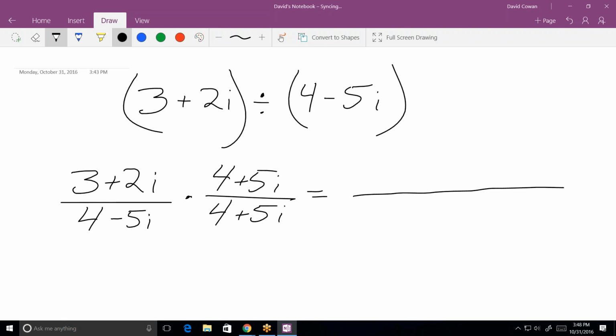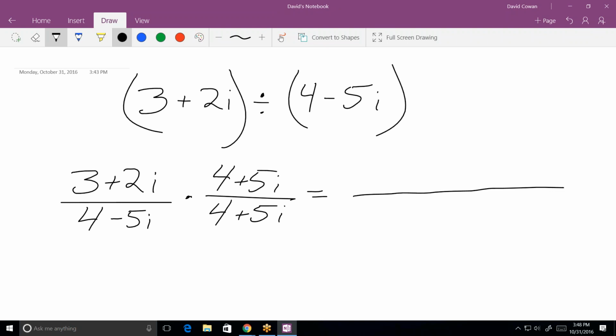Notice that that's difference of perfect squares factored, right? 4 minus 5i times 4 plus 5i. Still there? Yeah, I wasn't sure if I lost you or not.